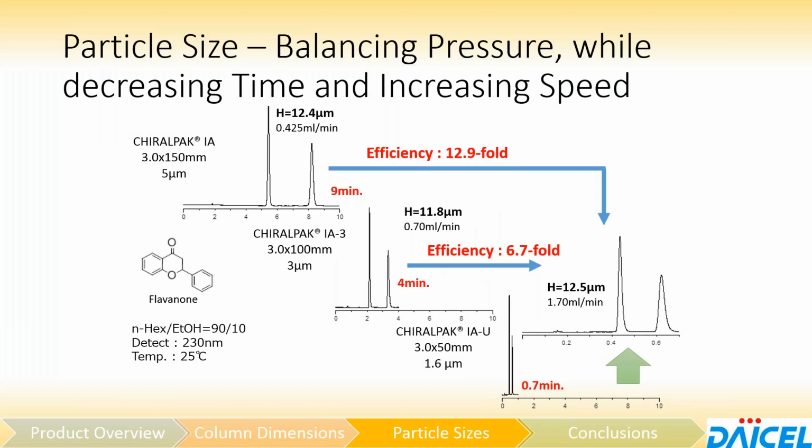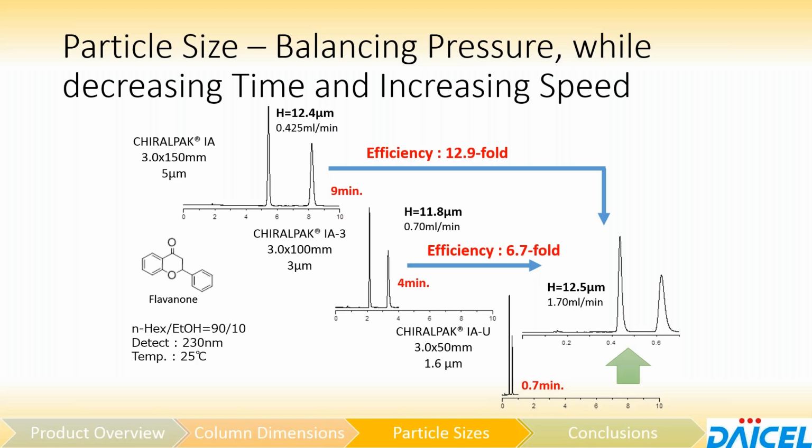Now, because we know we can push our small particle size columns faster and not lose any resolution, it allows us to generate something that looks like this, where we might have had an older separation on a 5 micron Chiralpak IA. The column dimensions here are 3 by 150. The resolution is certainly very good here. The flow rate is very modest as well, 0.425 mL a minute. Obviously, the flow rate could be increased, and we could probably shorten this analysis time a bit.